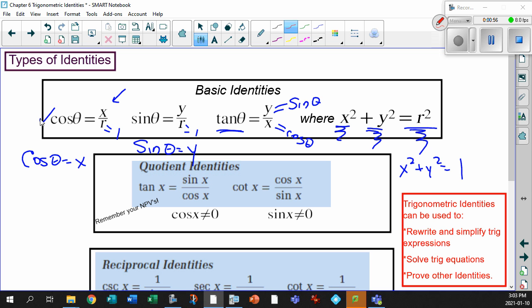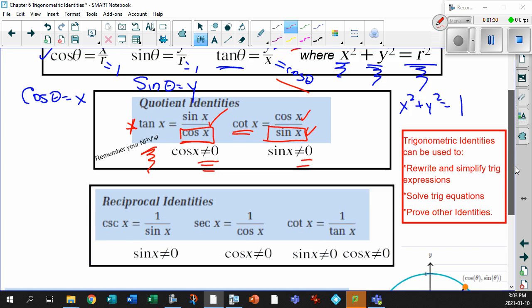There's also something called quotient identities, real simple ones, like tangent. Tangent, I just gave you right here with sine over cos. Ta-da! Cotangent, remember, is the flip of tangent. So, of course, this would be cos over sine. But watch out for your NPVs. That's an important one. You've got to remember that non-permissible values, this guy can't equal 0. Same thing goes with our sine, cannot equal 0. And one of the things that ends up giving us, don't forget, is asymptotes on the graph. Cool. Okay, on we go.